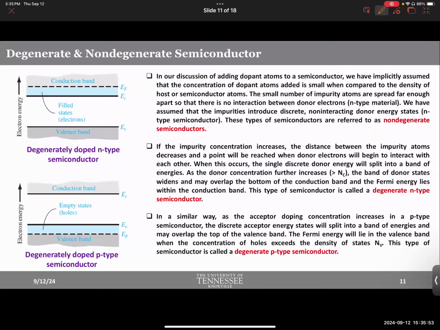All right. Let's move to the next concept, degenerate and non-degenerate semiconductors. And we are going to cover a few other concepts here in this lecture. Let's see how much we can do.